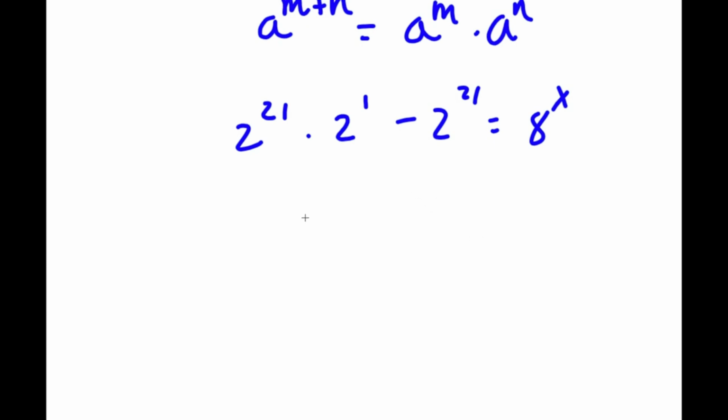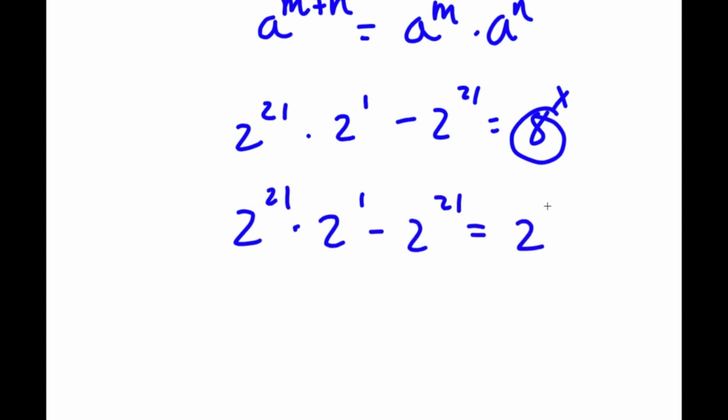And now, from here, 8, that's the same thing as 2 to the power of 3. So now I have 2 to the power of 21 times 2 to the power of 1 minus 2 to the power of 21 is equal to 2 to the power of 3 to the power of x.